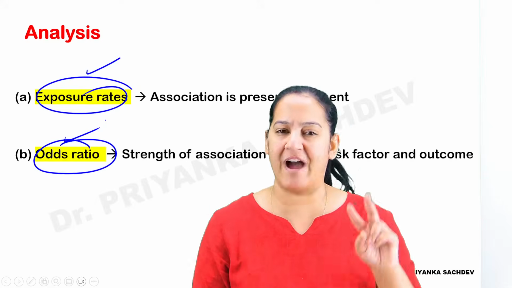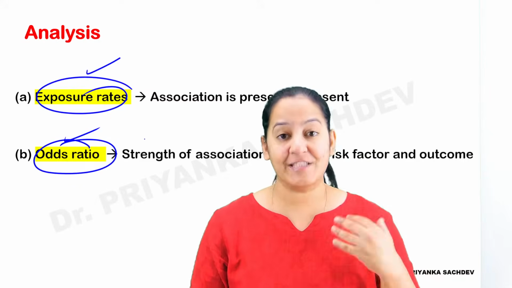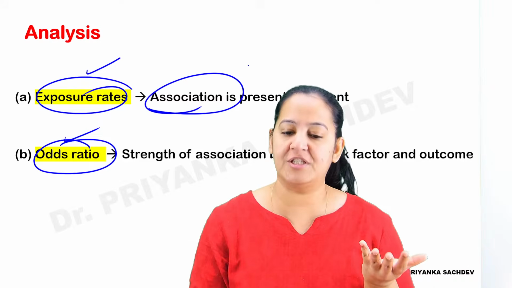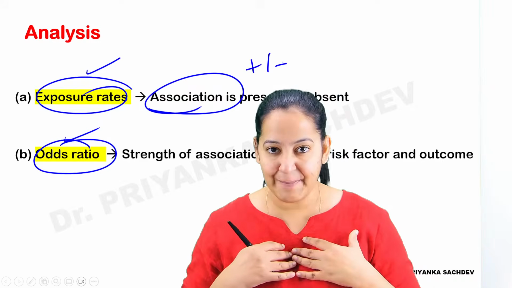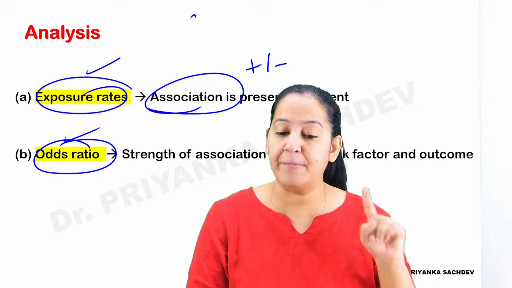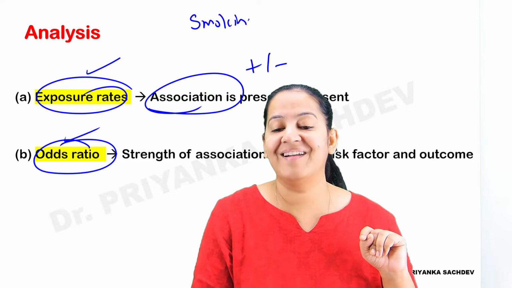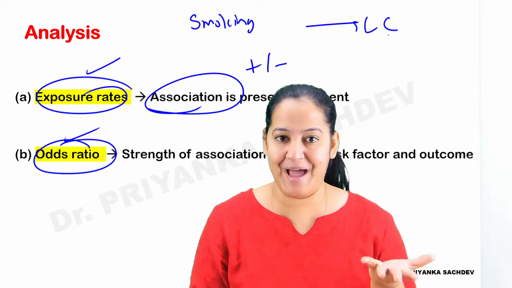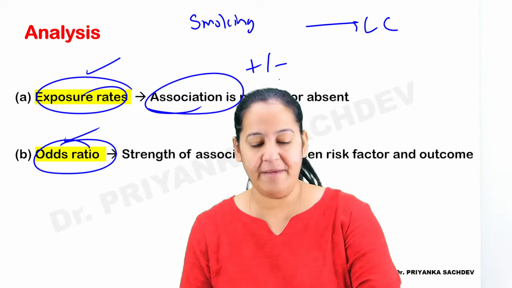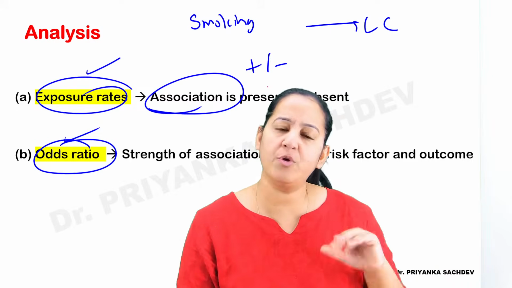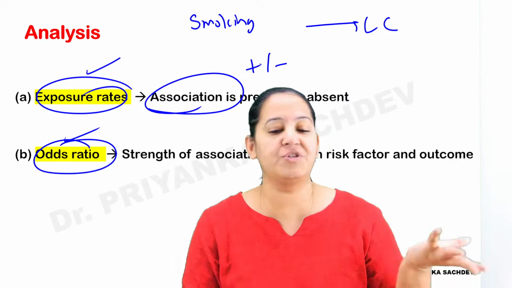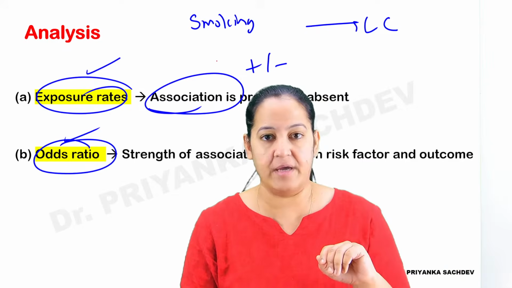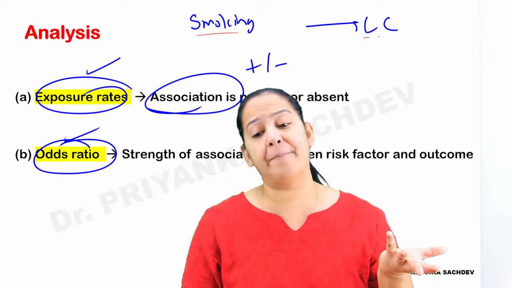You may be thinking, ma'am, why are we calculating two different things? Exposure rate tells us whether the association is present or absent. What is my hypothesis? Never forget my hypothesis. My hypothesis is: smoking leads to lung cancer. Now maybe it is by chance, and smoking does not lead to lung cancer. मुझे ऐसा देख के लगा कि smoking से lung cancer होता है. Just suppose it is not my hypothesis. My hypothesis is something else.